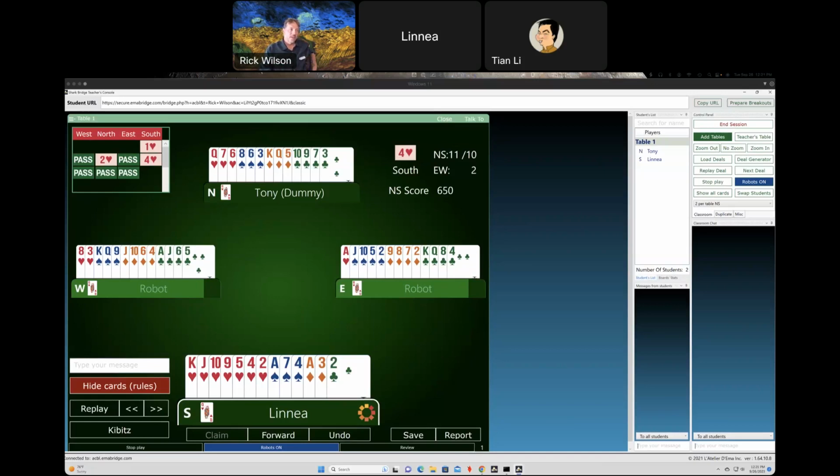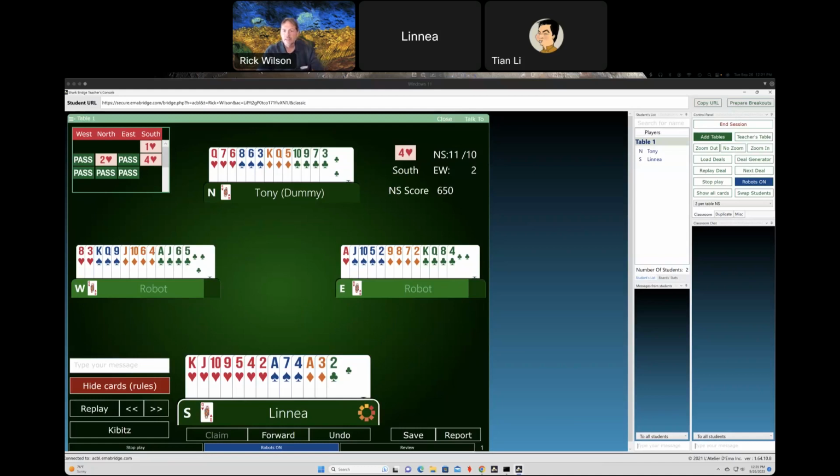Yeah, you're right. That's the highest probability that you're going to make it. If the spades were 6-1 and you hold up a round, you're going to get set. Because they'll ruff one, they can get back with the ace of clubs, they can ruff another one, and they still have the ace of hearts.